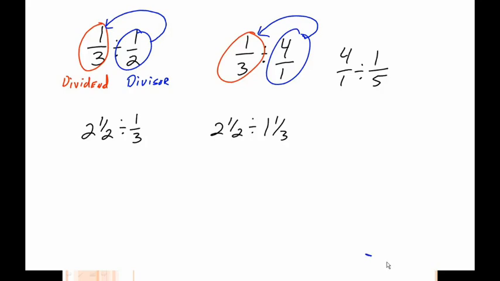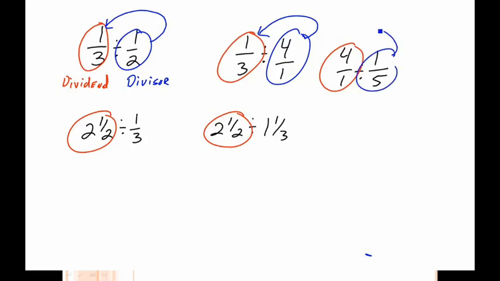Our dividend here is 4. In this one, 2.5 is our dividend. And in this one, 2.5 is our dividend. And then we have our divisor in each one of them. So the divisor goes into the dividend.